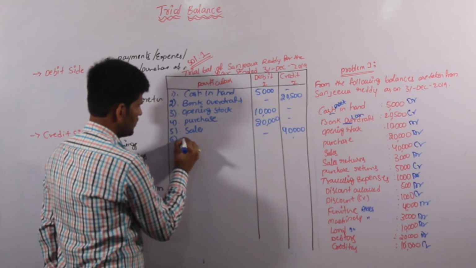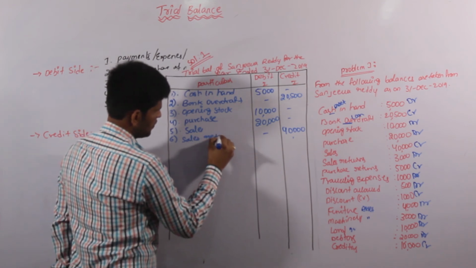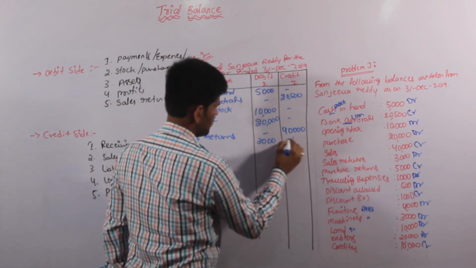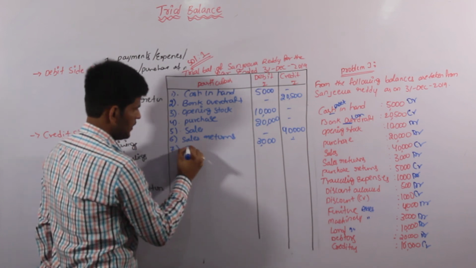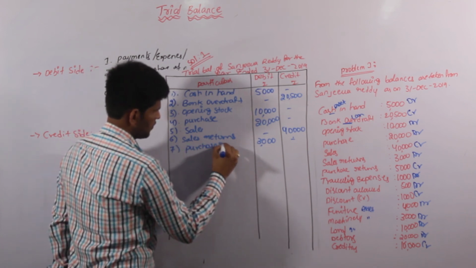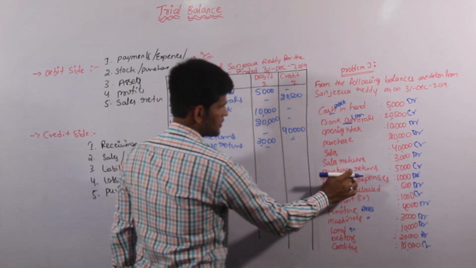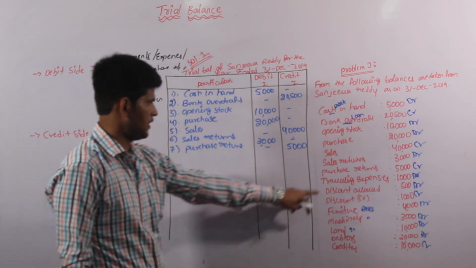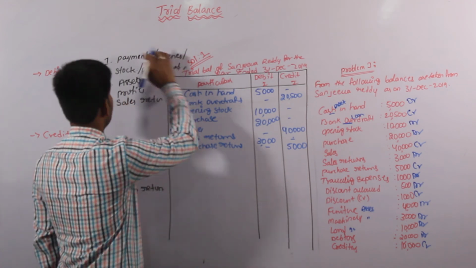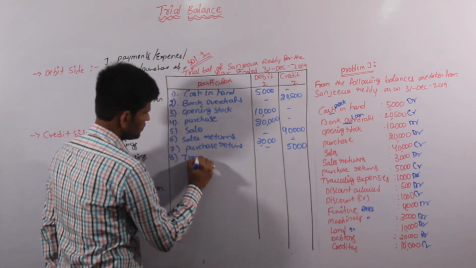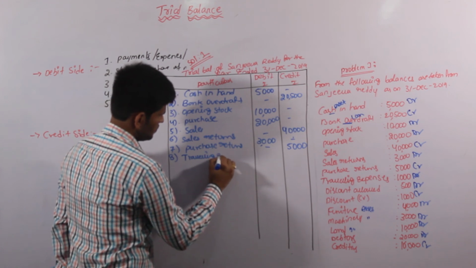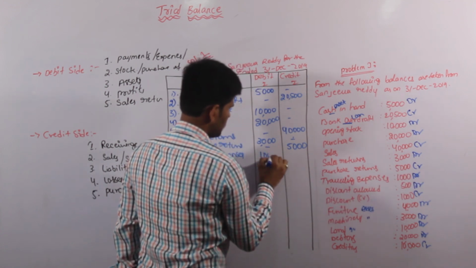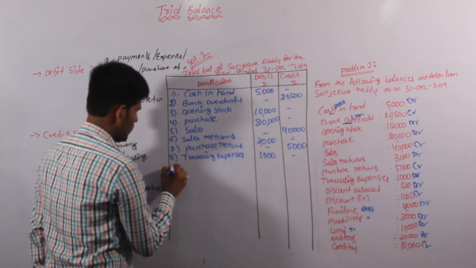Next one, sales returns. Sales returns will be on the debit side. Worth is 3,000. Next one, purchase returns. Purchase returns are on the credit side. Worth is 5,000. Right? Next one, traveling expenses. Expenses are always on the debit side. Traveling expenses, debit column, 1,000. Next, discount allowed.